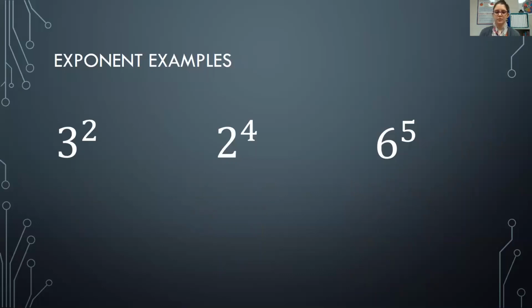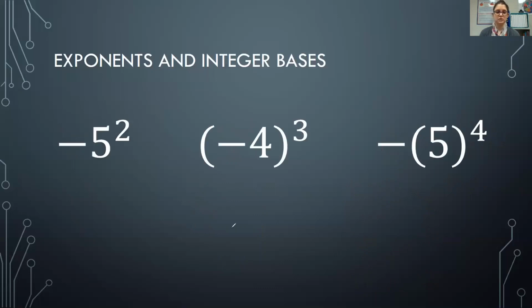So now let's look at what happens when we have negative or integer bases. Now you can see I've written things a couple of different ways because there is some difference between the second problem and the third problem, but we'll discuss that in a minute. Okay, so we have 5 to the second power, but now we have a negative. So we have negative 5 to the second power. So that means negative 5 times negative 5. Okay, so 5 times 5 is 25. A negative times a negative makes a positive, so I have a positive answer.